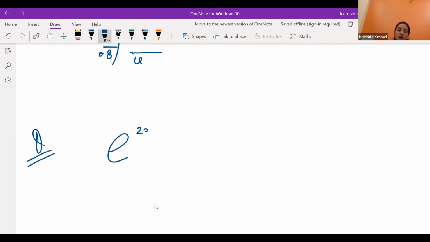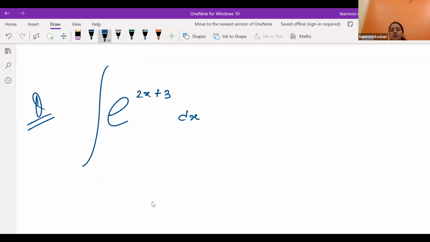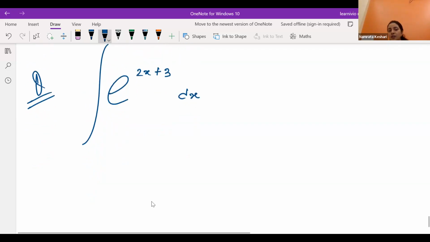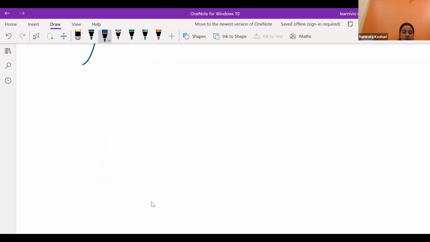Suppose we are having e to the power 2x plus 3, and integration of that we have to do. Directly also you can do this one, but if the instruction is use the method of substitution, then what you will do? 2x plus 3 as u, and it will just become 2 dx, so nothing extra will come, and you will be able to do. Okay, let's do the next one.